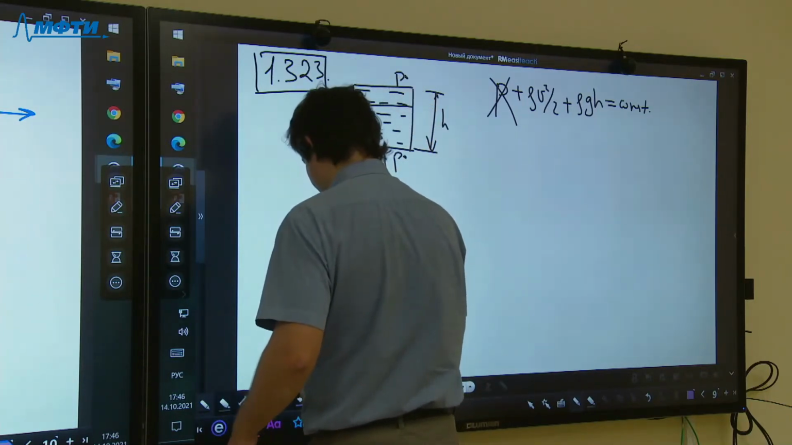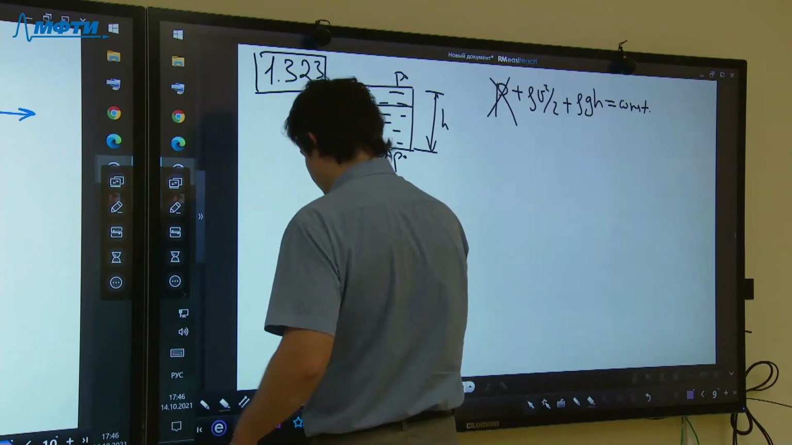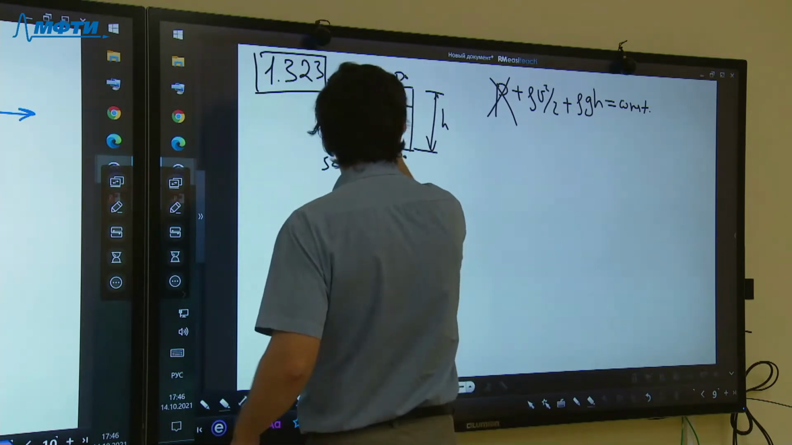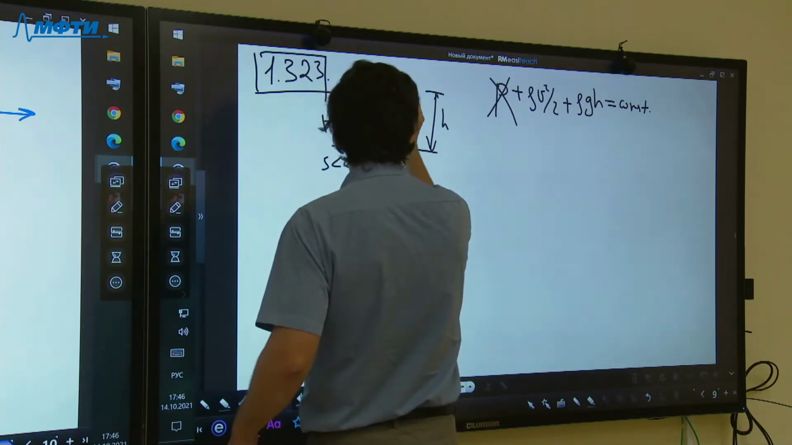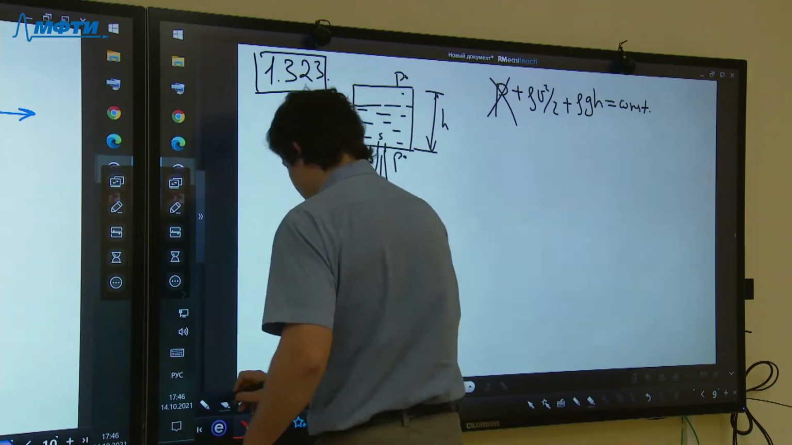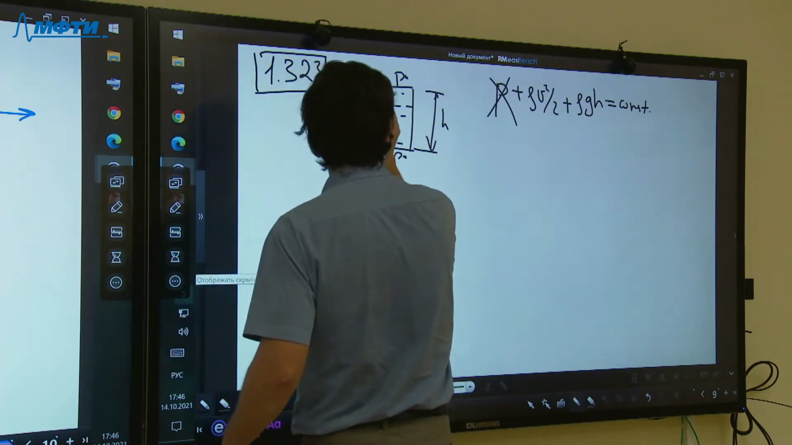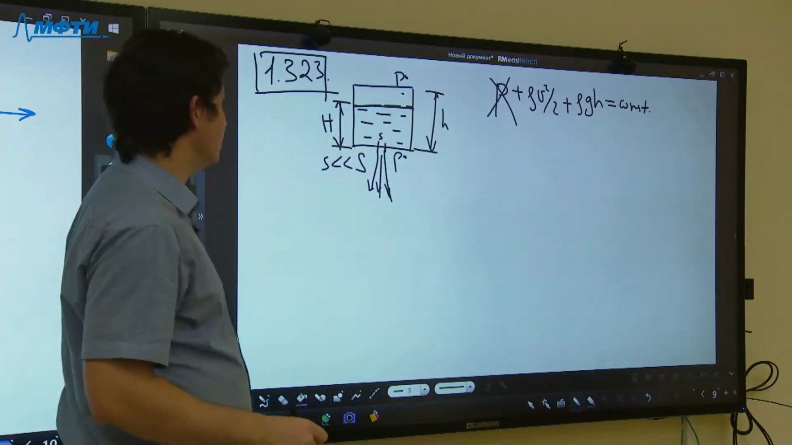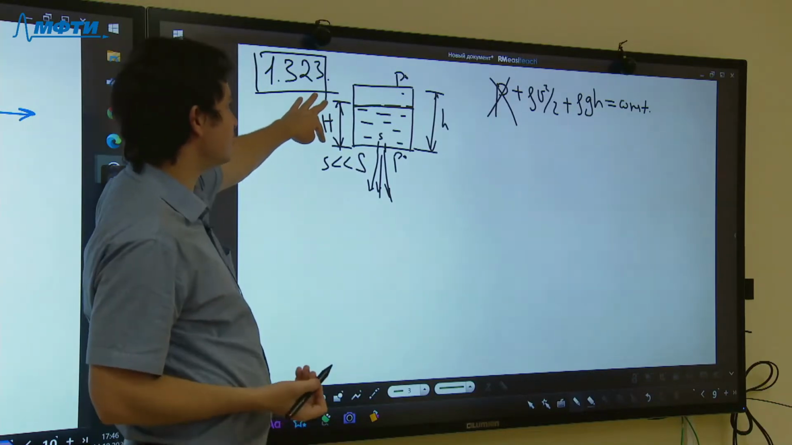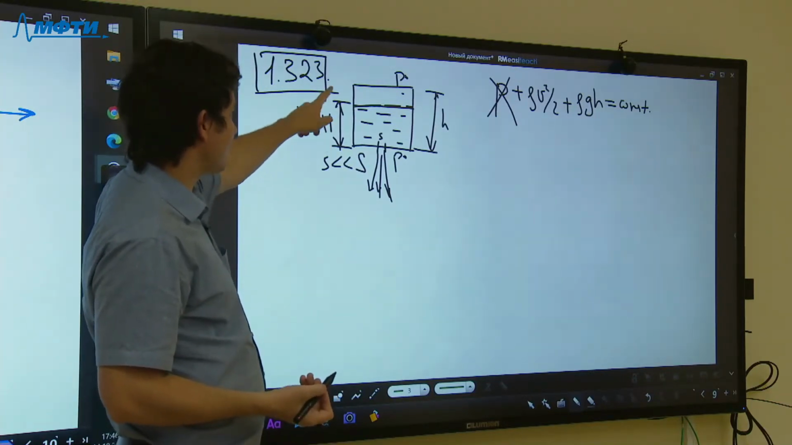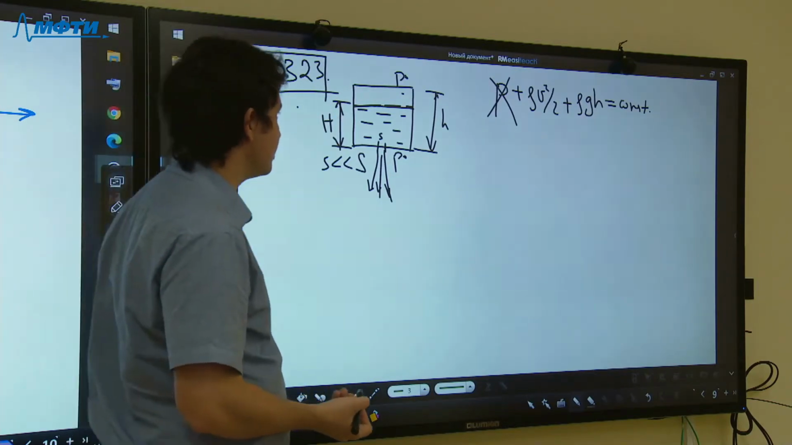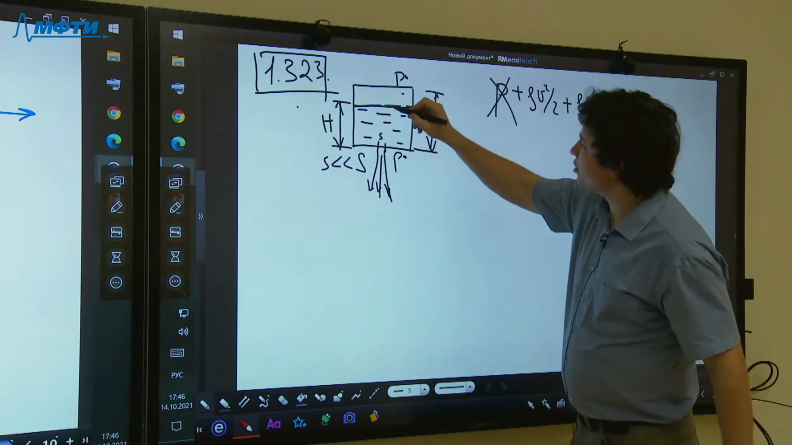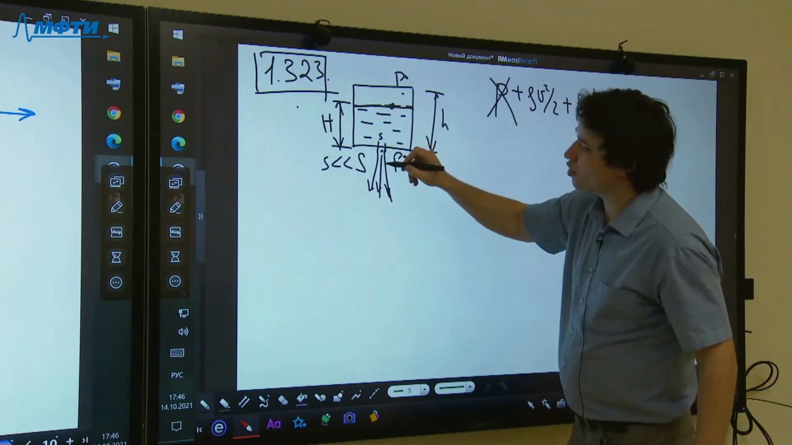So my vessel is fully filled with water only at the initial moment of time, but in the general case, my vessel is only partially filled with water. So I can say that at some moment of time, the level of water in my vessel is capital H. So then I can apply this Bernoulli equation to this point here and some point here.